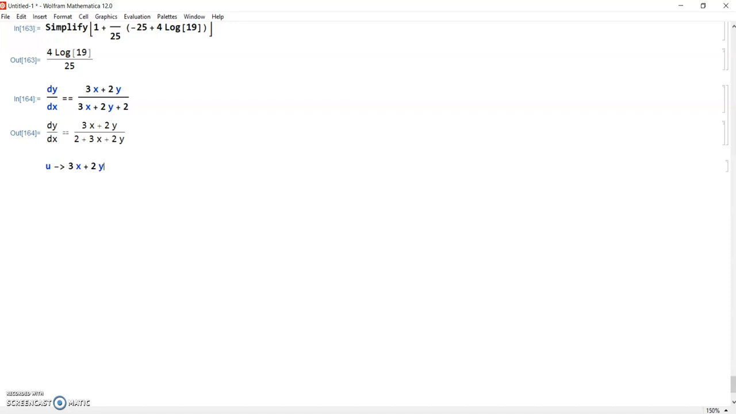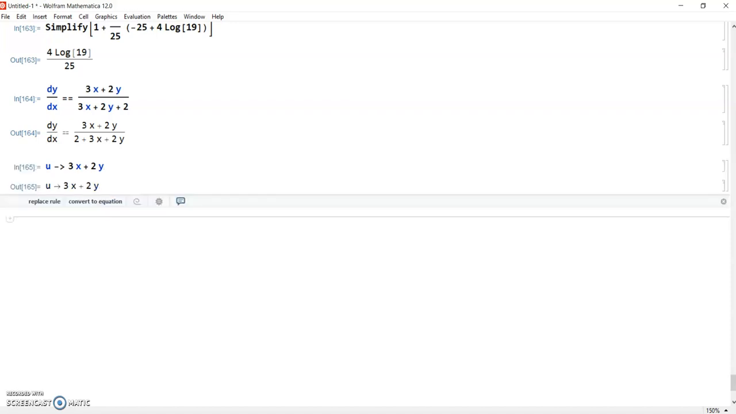Okay, so this will give y is equal to u minus 3x divided by 2. Yeah, from simple algebra, y is equal to u minus 3x divided by 2.